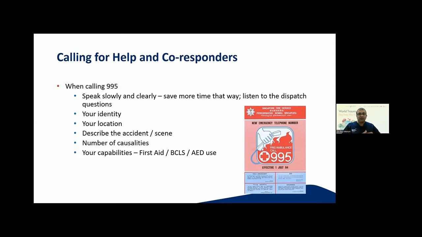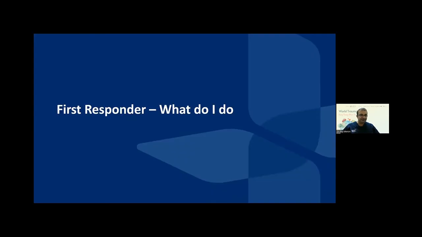Essentially, they want a description of the accident, the scene, the number of casualties if you are there, and also your own capabilities. Are you first aid trained? Do you know how to do basic cardiac life support? Is there an AED around? All these are important pieces of information as well. But speak clearly and slowly with them, and that will really save you some time, and also help the paramedics in triaging the situation and determining how many people need to come down to the scene, for example.